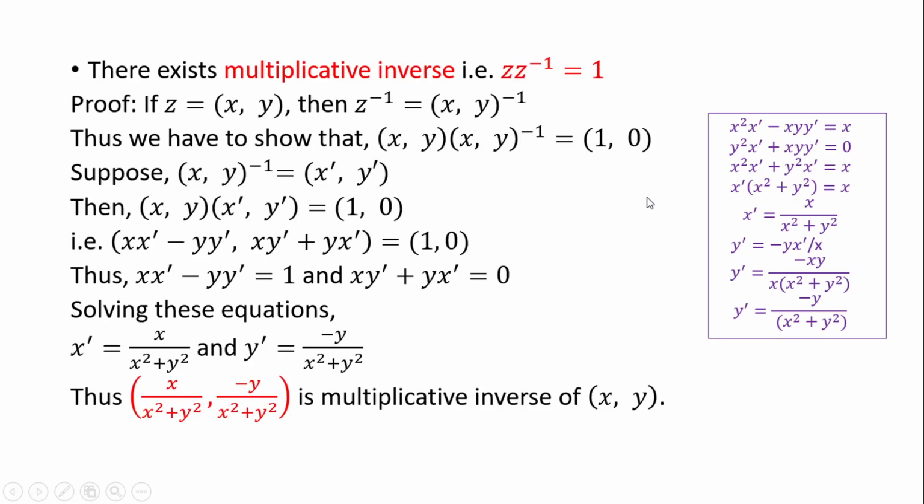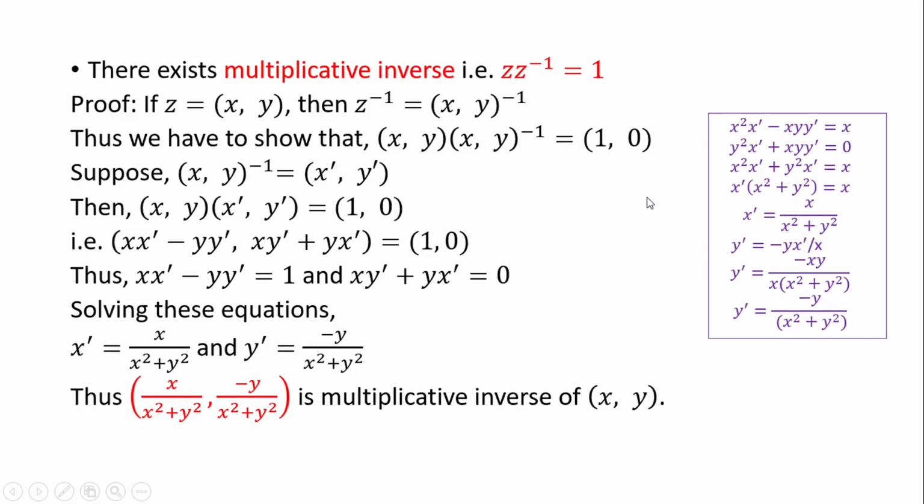And what is x prime comma y prime? That is equal to x upon x square plus y square, comma minus y upon x square plus y square, which is the multiplicative inverse of x comma y. So in this way, if z equal to x comma y is a complex number, its multiplicative inverse is x upon x square plus y square, comma minus y upon x square plus y square. Remember to put the minus sign with y, that is minus y upon x square plus y square.